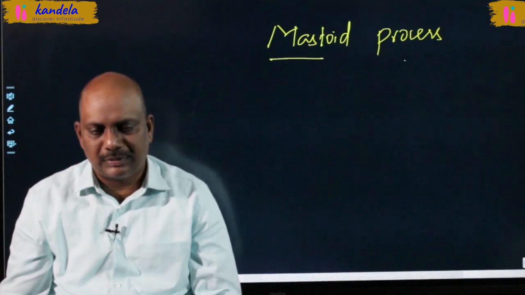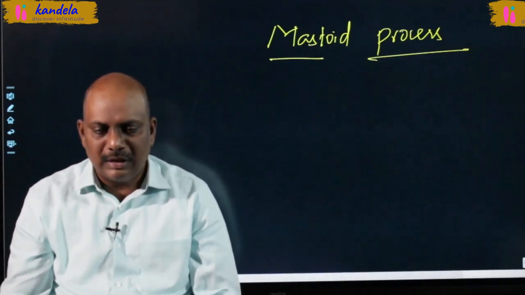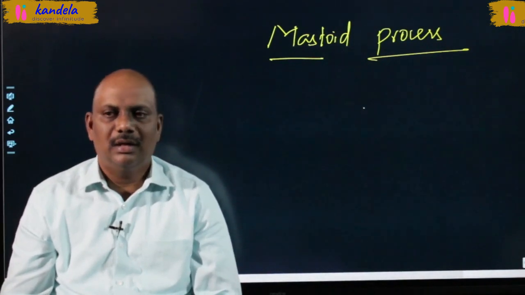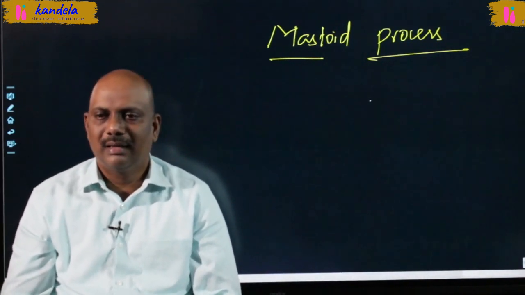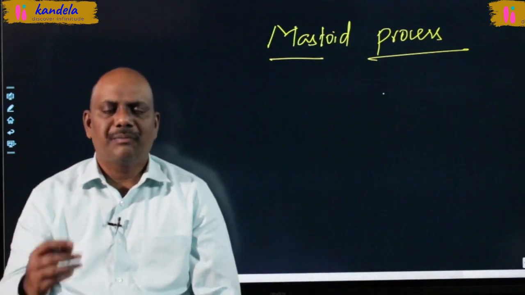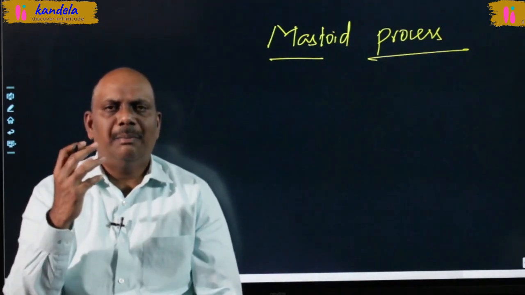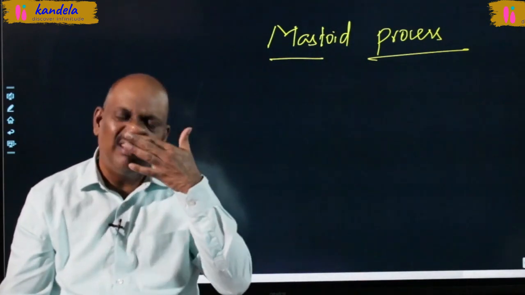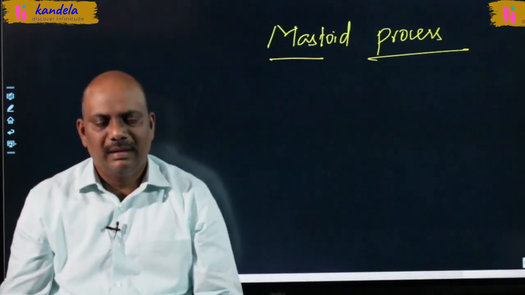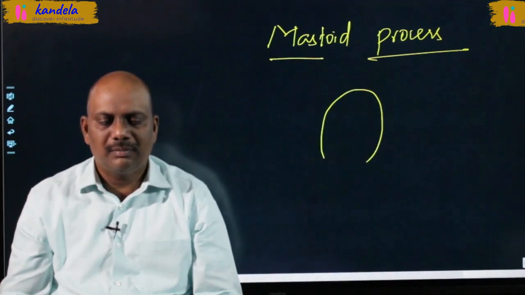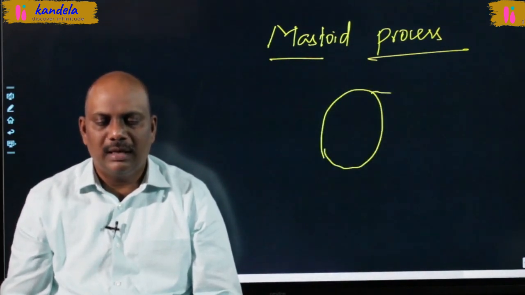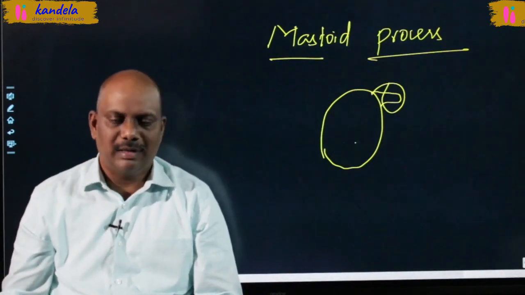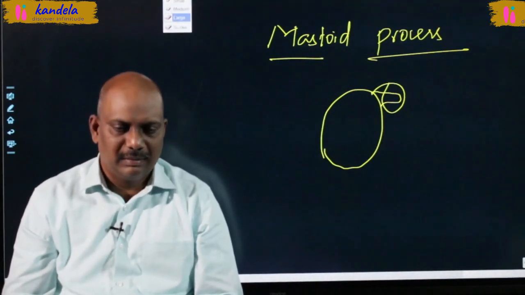Mastoid process. Process, if you say in anatomy, it is not a chemical reaction. Process means something which is protruding from a larger mass. It may be a bone or it may be a muscle. From a large mass, if something is protruding like this we call it a process. You can take down the definition for process.